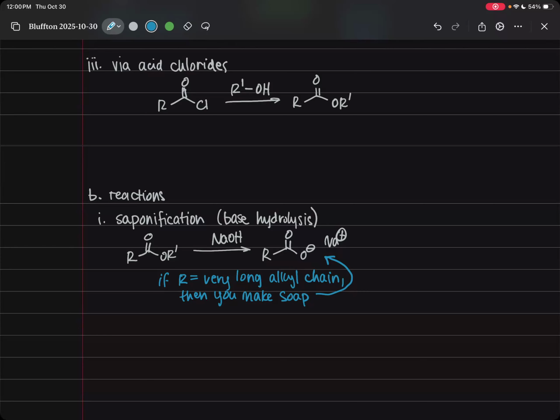Sodium salts are usually solid soaps. Potassium is generally for liquid soaps, but anyway, this is not really a soap making class. If you're actually trying to make the carboxylic acid, then you just treat this with some acid, and then you get the free carboxylic acid.